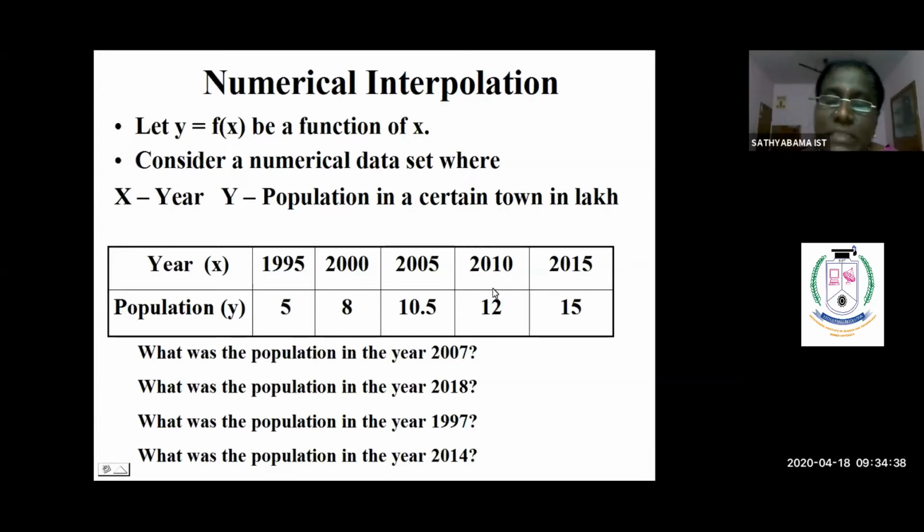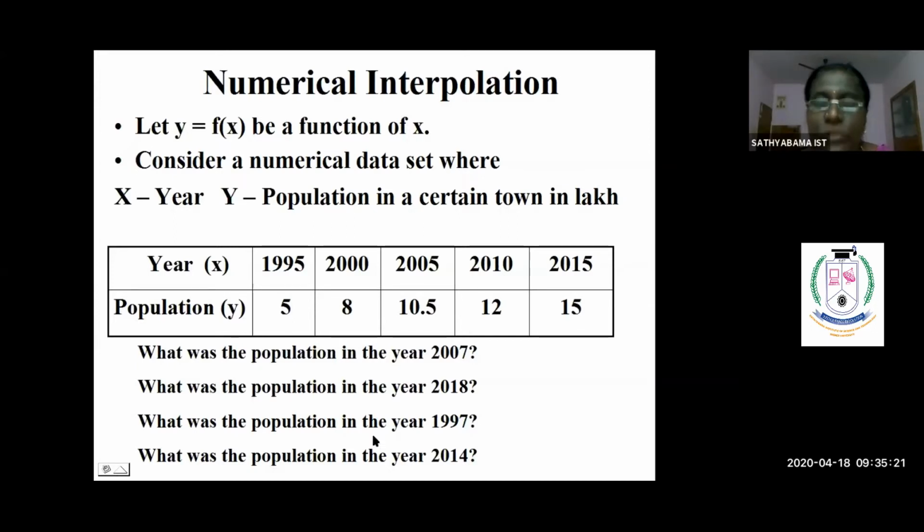And what is the population in the year 2018? That is the next question. Where does 2018 lie? It lies outside your data set. In that case, I can still calculate what is y when x is equal to 2018, but that process is called extrapolation. So what is meant by extrapolation? When a value lies outside your data set, even then I can calculate what is y for the given x, and the process is called extrapolation. Extrapolation is beyond the scope of our syllabus, and we are going to see only interpolation.